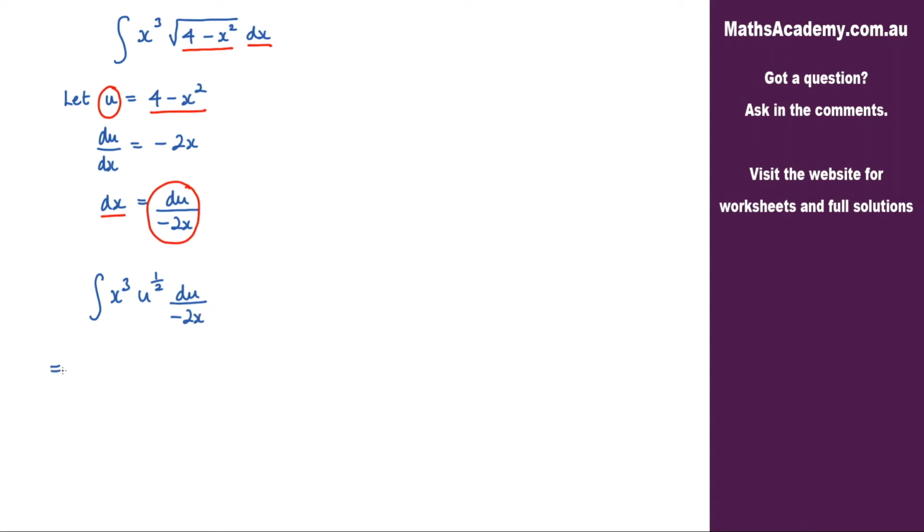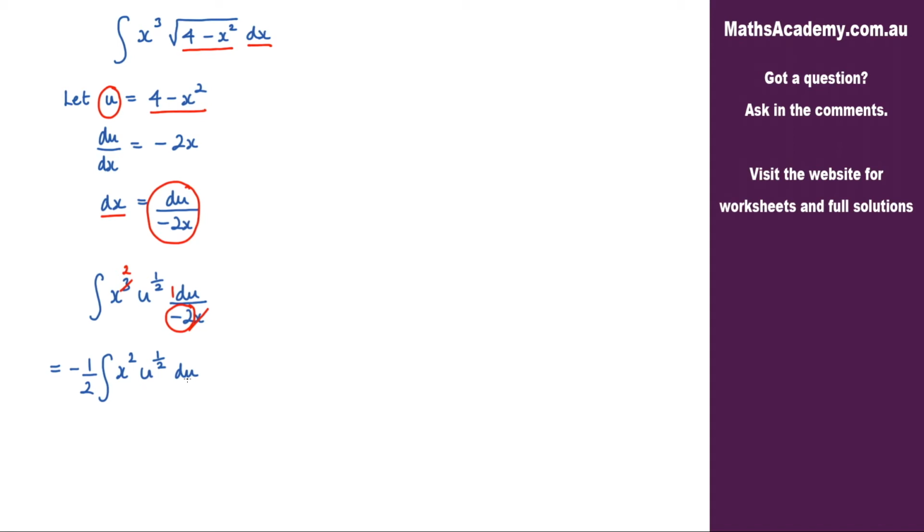Let's go ahead and tidy things up a little bit here. This x here will cancel with one of these, leaving me with x squared. And I can bring this negative 2 here, which is actually negative a half, I can bring that outside of the integral. So we've got negative a half. We've got the integral of x squared u to the power of a half with respect to u.